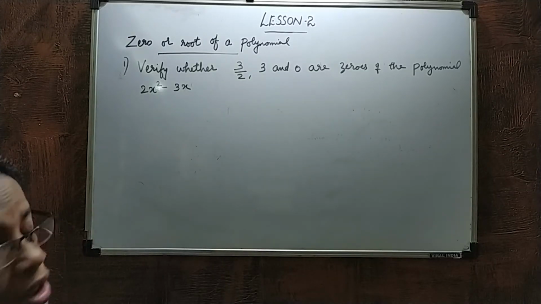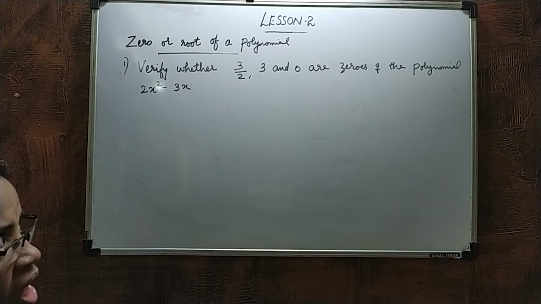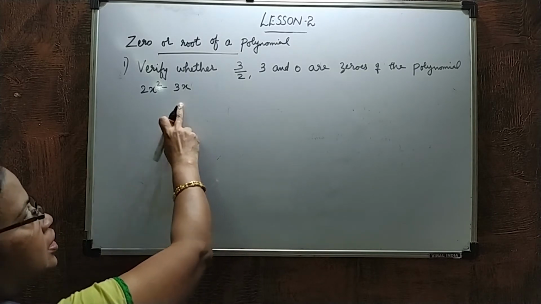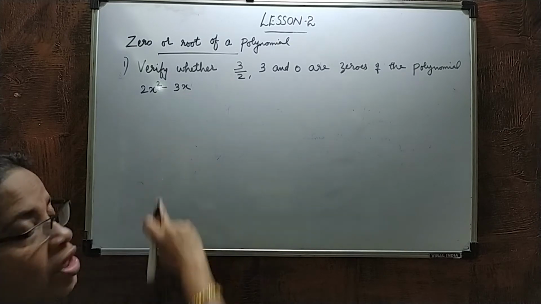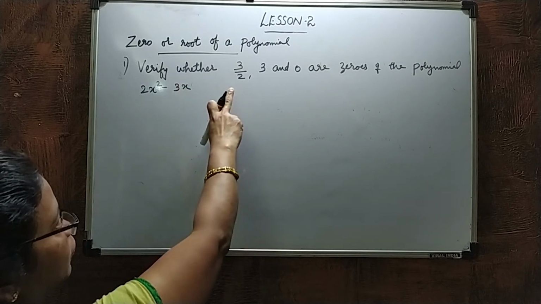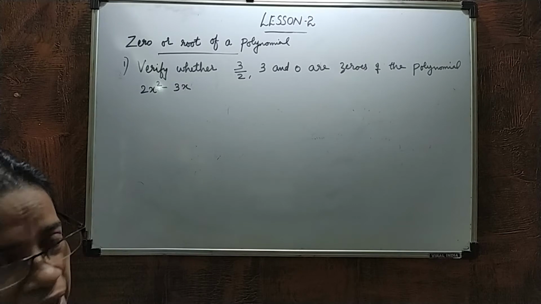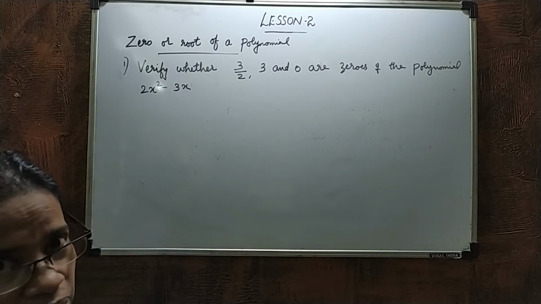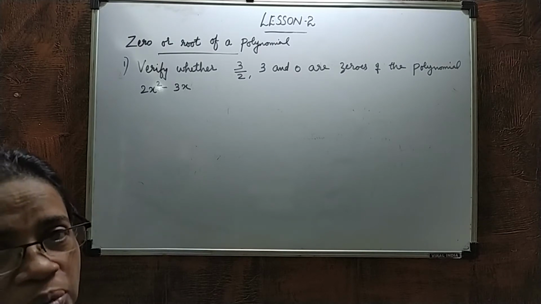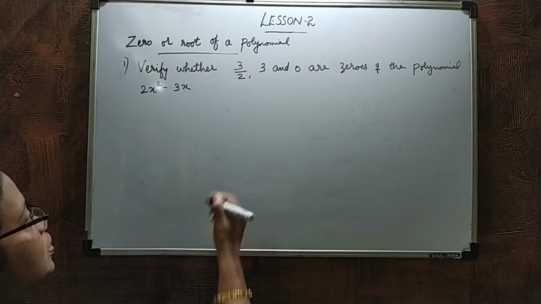This is the question. Verify whether 3 by 2, 3 and 0 are zeros of the polynomial 2x square minus 3x. So this is the polynomial, 2x square minus 3x. Okay. Then you have to verify that 3 by 2 is a 0 of that polynomial, and then 3 is a 0 of the polynomial, and 0 is the 0 of the polynomial. Either you can say 0 or root. Clear? Okay.